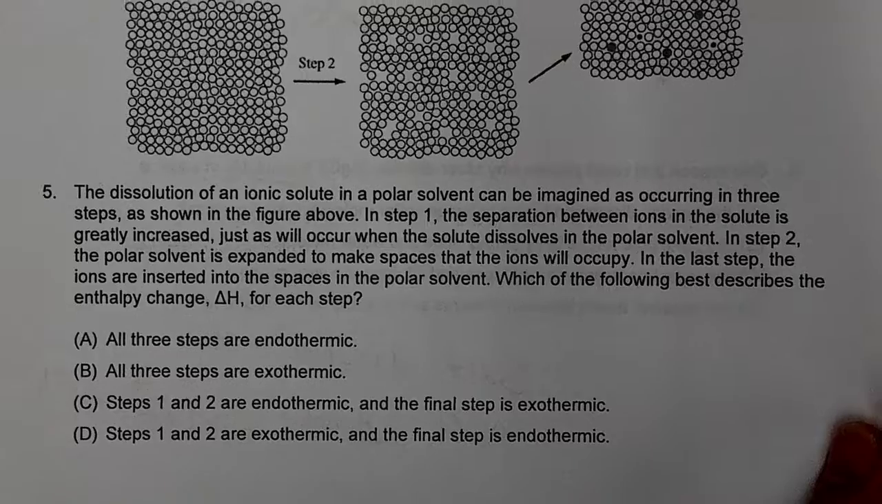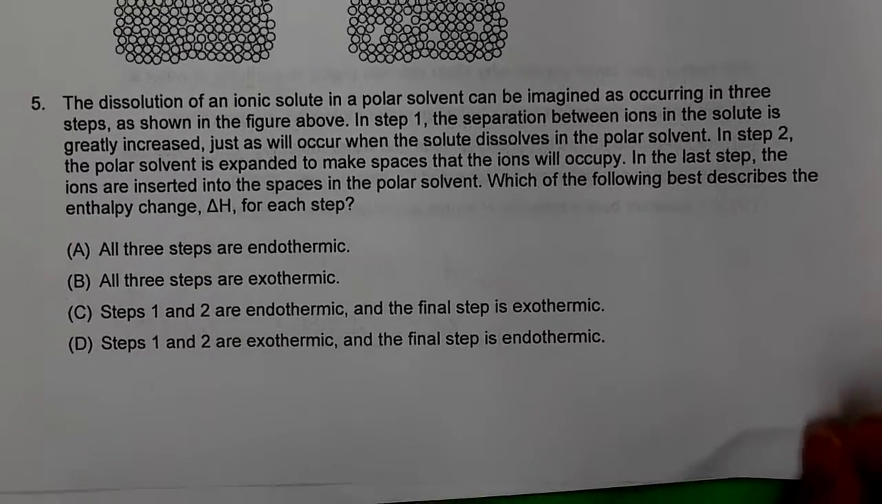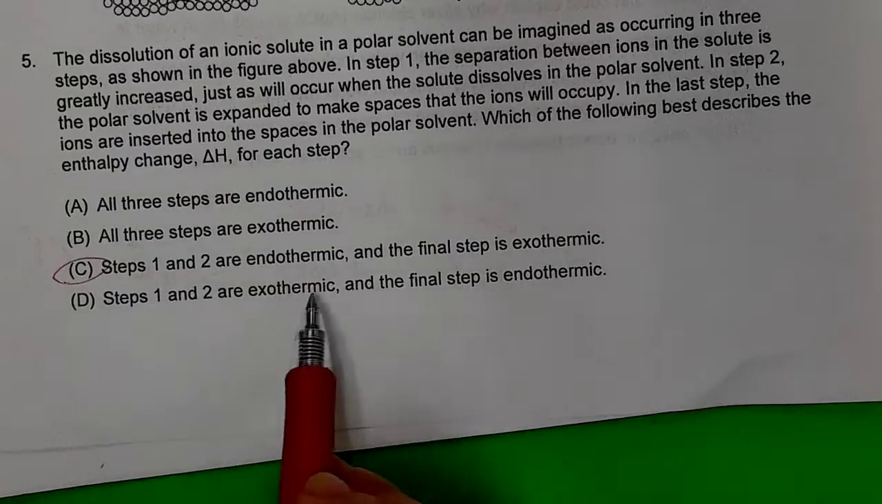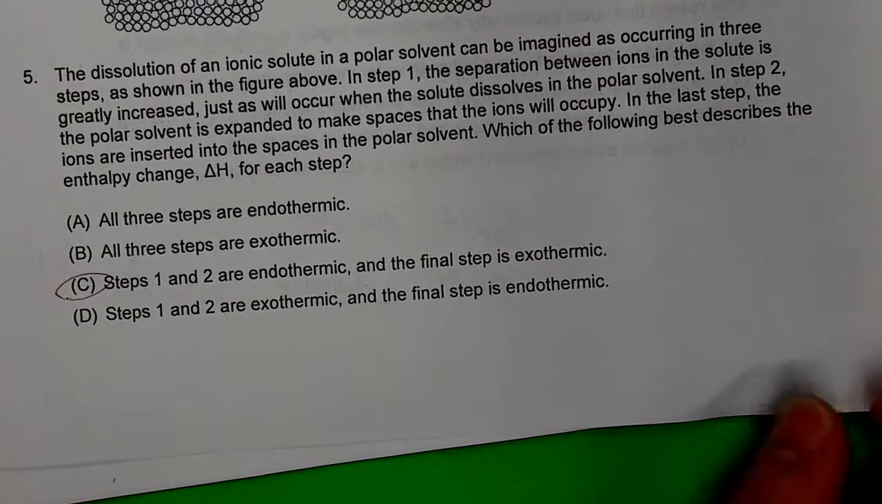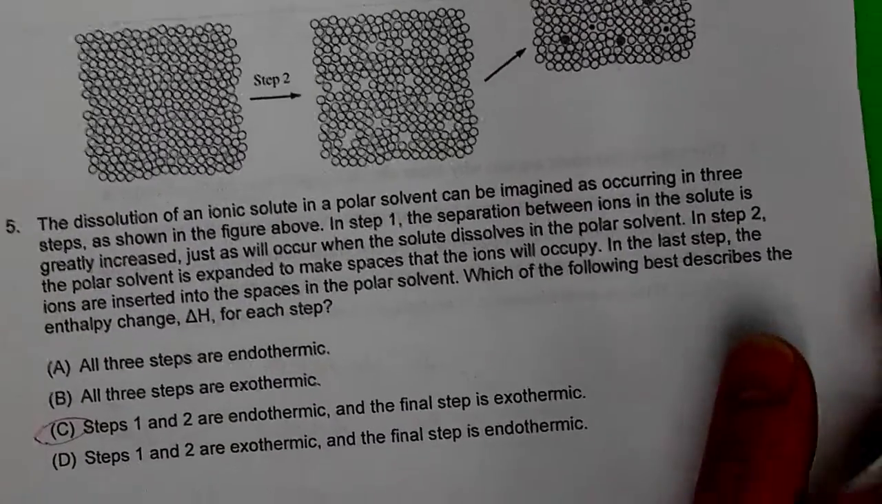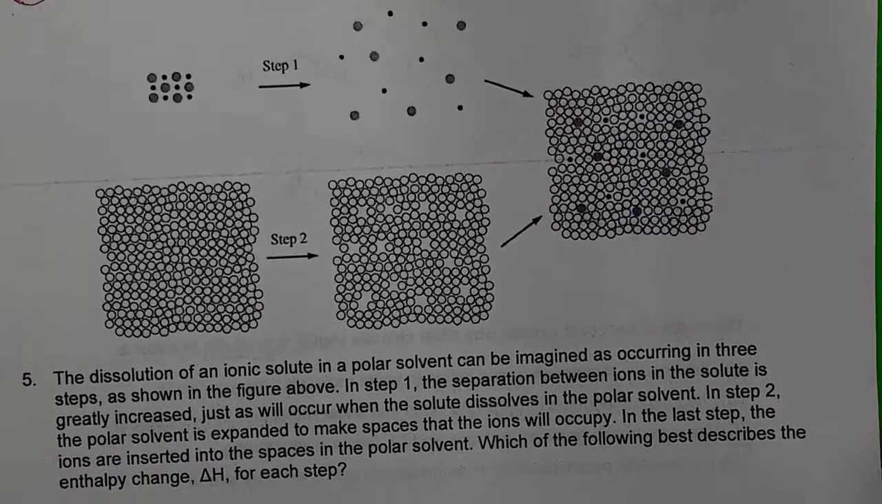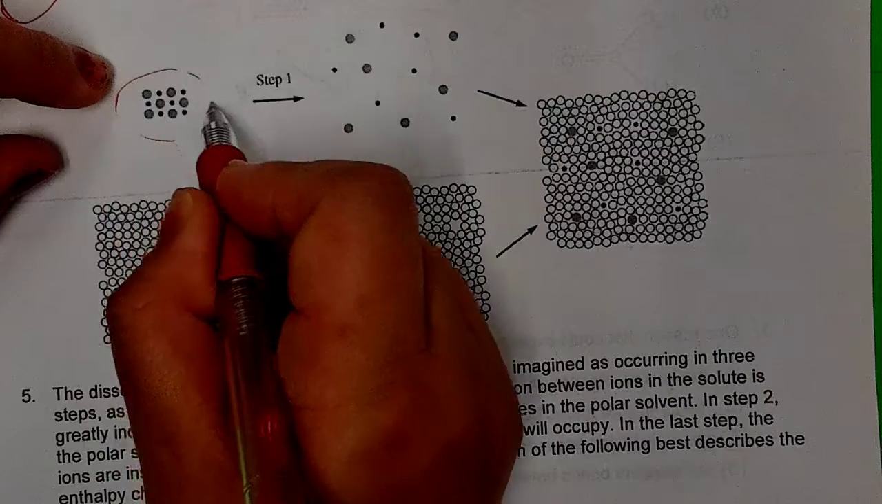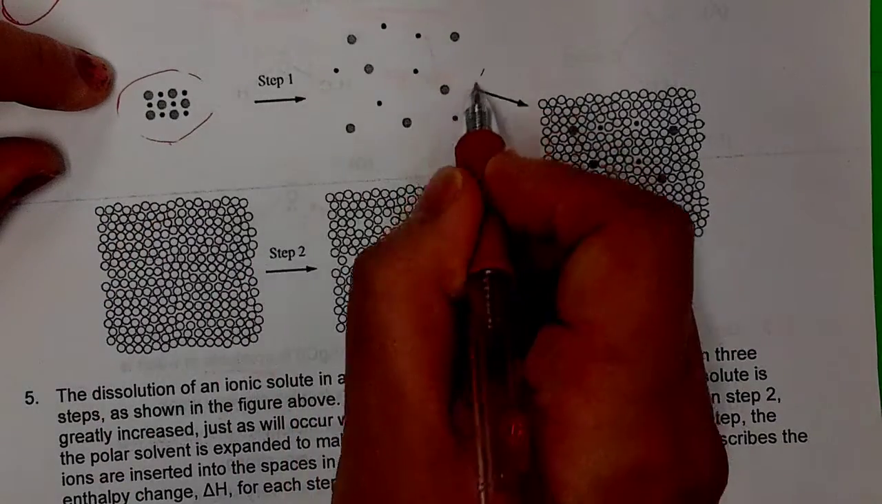Okay, let's look at number 5. What do you guys think? Yep, it is a C. So take a look at what's happening with C. It is endothermic, and then we said the last step is exothermic. Well, let's see what's happening. Step number 1: you go from the close, ordered stuff to far away apart.